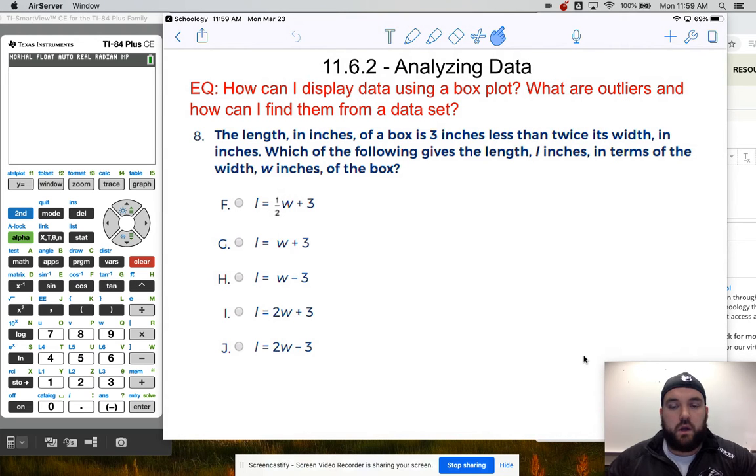All right. Day two of our statistics slash analyzing data unit. We're going to talk about box plots. What is a box plot? How can I read a box plot? And then what are outliers and how can I find them from a data set?